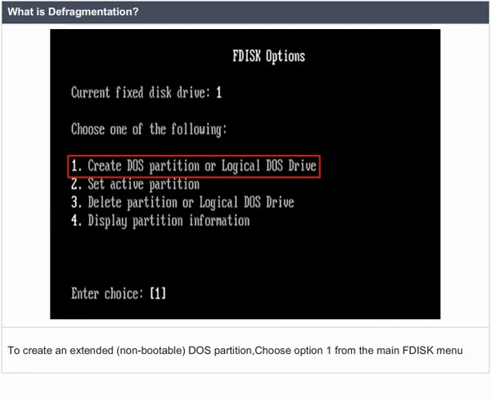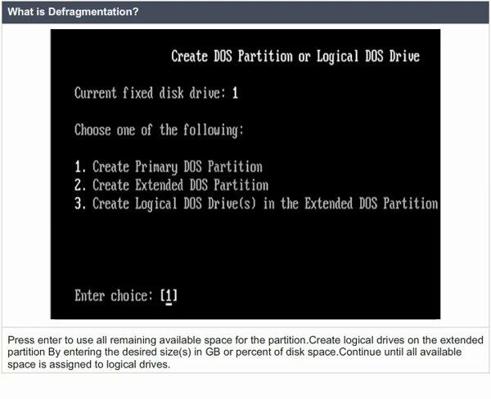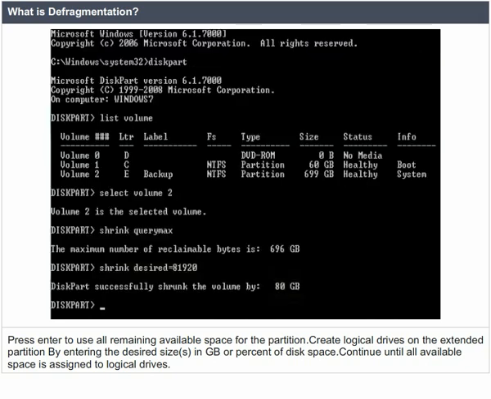To create an extended non-bootable DOS partition, choose option 1 from the main fdisk menu. Press enter to use all remaining available space for the partition. Create logical drives on the extended partition by entering the desired sizes in GB or % of disk space. Continue until all available space is assigned to logical drives.